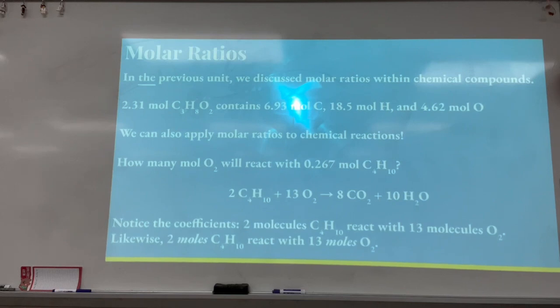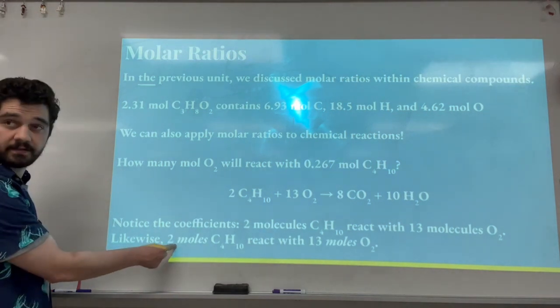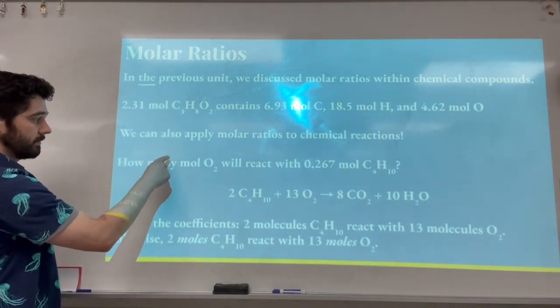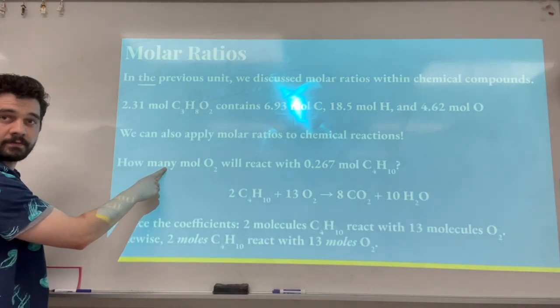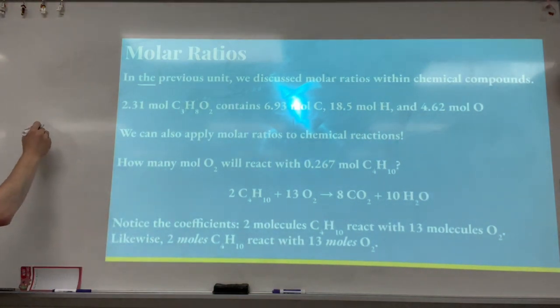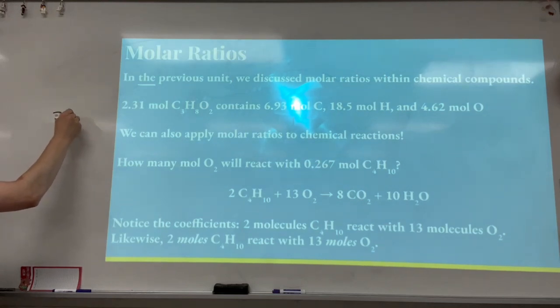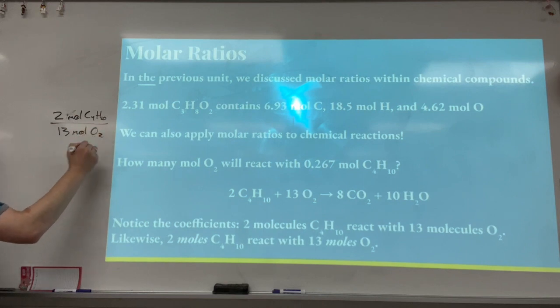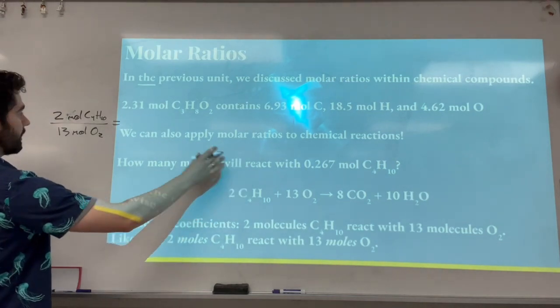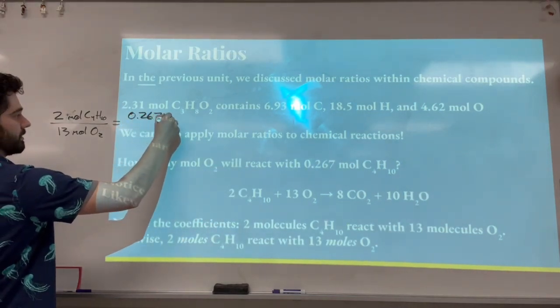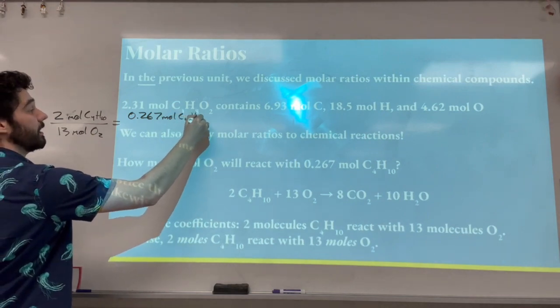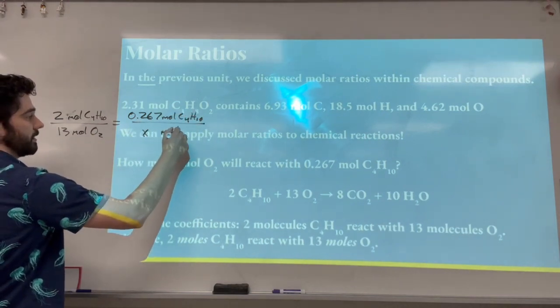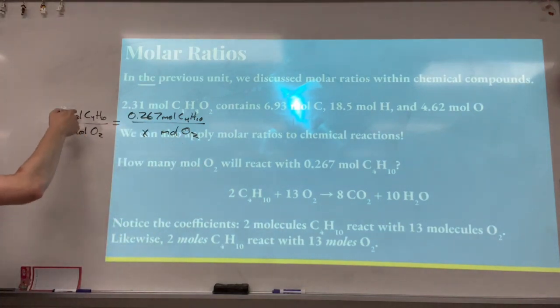Okay. So, this fact helps me answer this question. Right? Because, let me just make sure I stay on camera. For every 2 moles of butane, C4H10, I need 13 moles of oxygen. Wouldn't that mean that this ratio should be equal to this ratio? Where if I have 0.267 moles of butane, C4H10, I would need X moles of oxygen that is proportional in the same way that this is proportional?